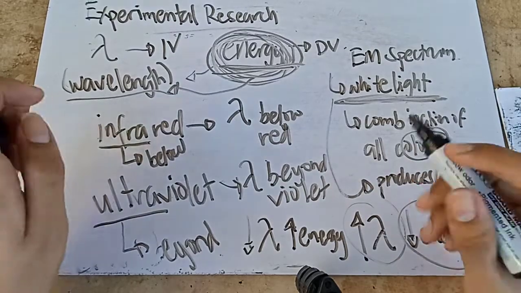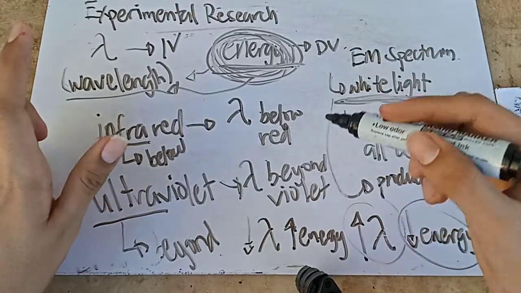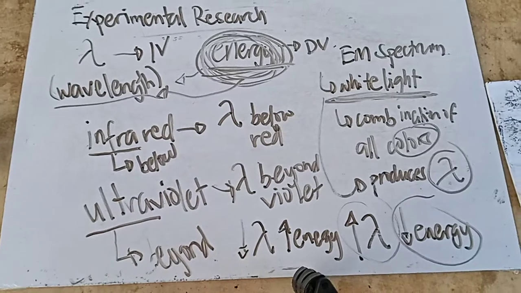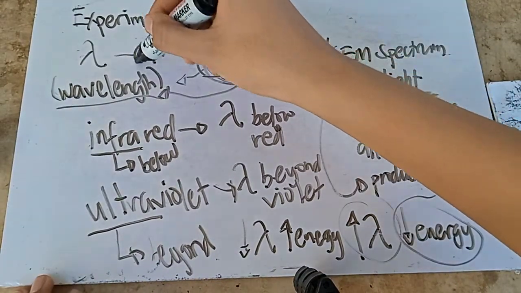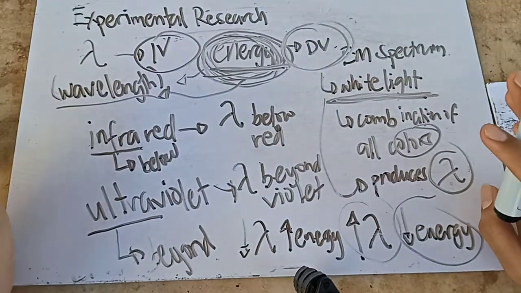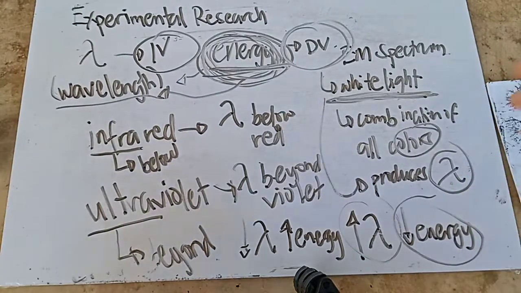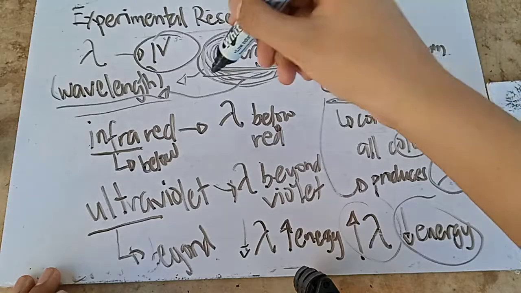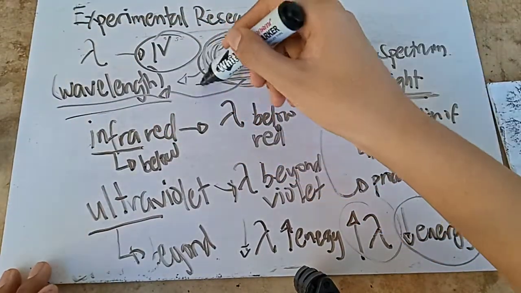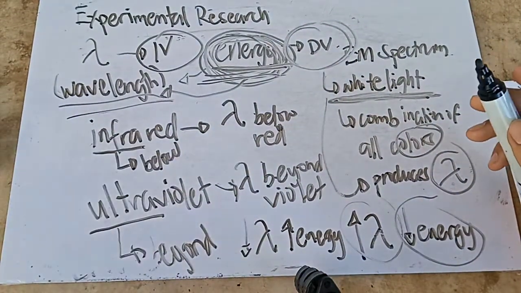Okay. So, from here, we describe the effect of variables towards one another. Okay? We describe the effect of the independent variable towards the dependent variable. And what is that effect of variables? As the wavelength increases, the energy decreases. As the wavelength decreases, the energy increases. So we describe the effects of variables towards one another.